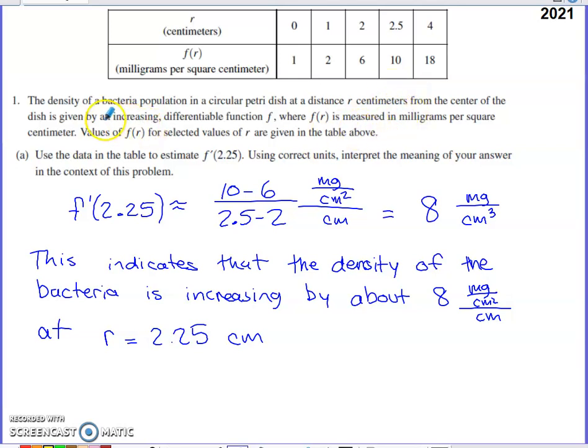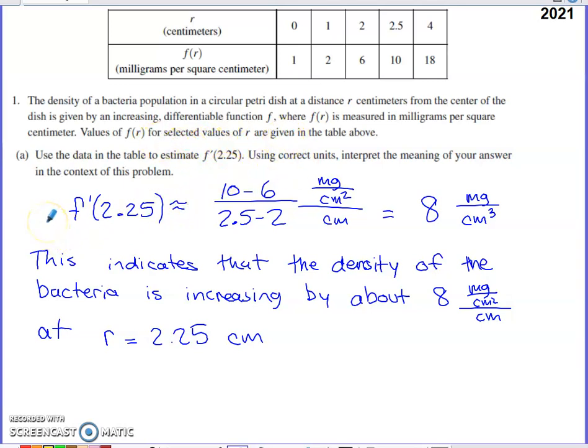And they do tell us that this function represents the density of a bacteria population in a circular petri dish. r is actually going to be the distance that we sit from the center of the dish. And they tell us that f of r is increasing and differentiable. And units of f we've already noticed from the table. They've given us values.